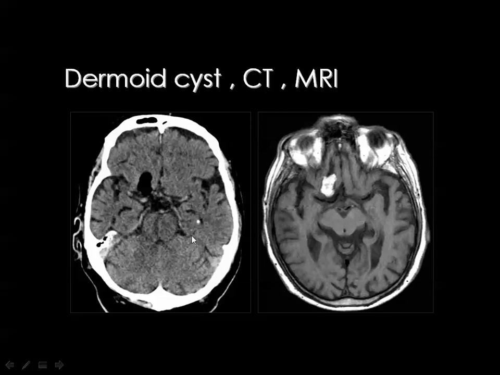And look at this CT image showing a fat density in the right side of this suprasellar area. You can compare this hypodensity with the hypodensity of CSF, and you can realize that this is darker than the CSF. And in the MRI T1 weighted image, you can see the brightness of the fat, similar to the fat in the orbit, and this is dermoid cyst.